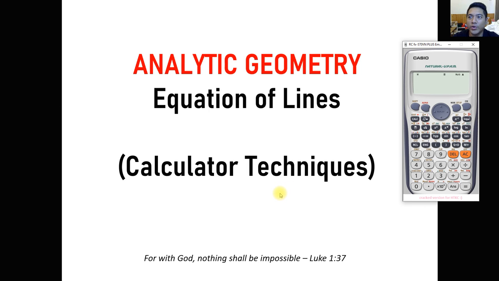Hi, so for today we are going to talk about the equation of lines. Okay, calculator techniques about the equation of lines under analytic geometry. So last time we discussed analytic geometry calculator techniques, all about slope, angle of inclination, and at the same time distance formula. But for now, we're going to use calculator techniques in order for us to get the equation of a line. Okay, so let's get started.